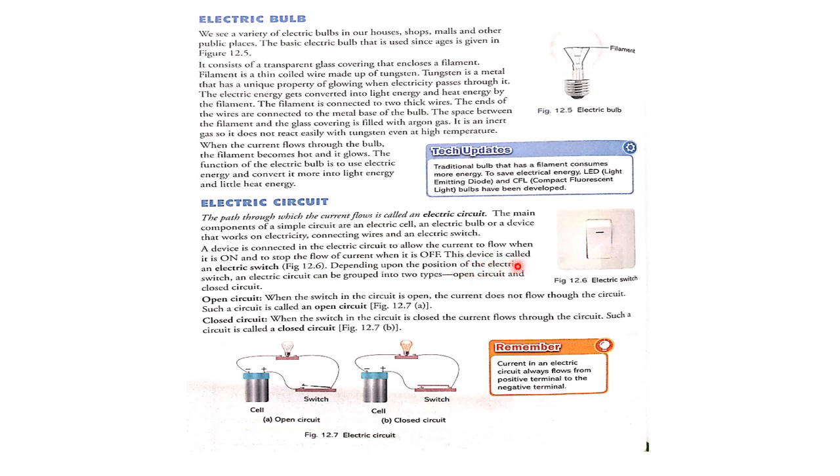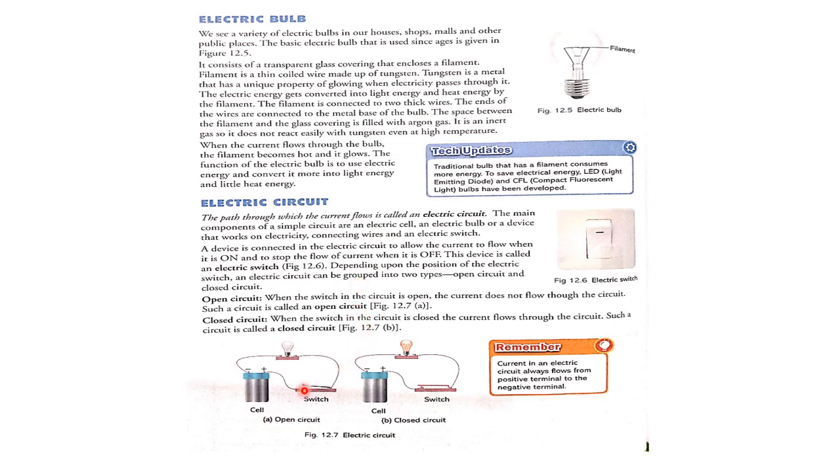Depending upon the position of the electric switch, an electric circuit can be grouped into two types, that is open circuit and closed circuit. Now we will see open circuit. When the switch in the circuit is opened, the current does not flow through the circuit. Such a circuit is called an open circuit.